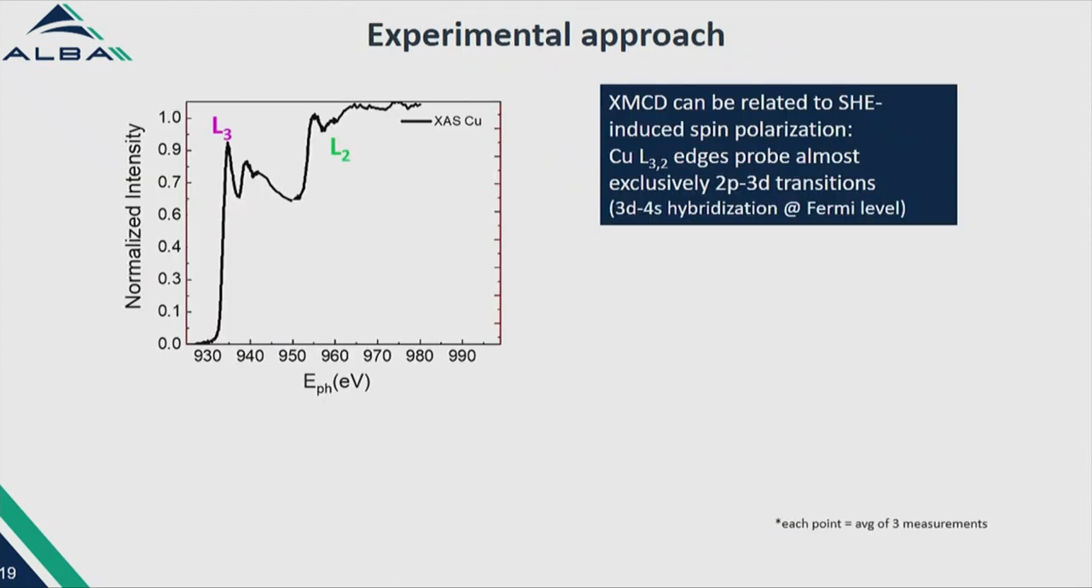What is the method we followed? Well, this is the X-ray absorption spectrum at the copper L edge. It has the L3 and L2 edges. This is the edge jump.